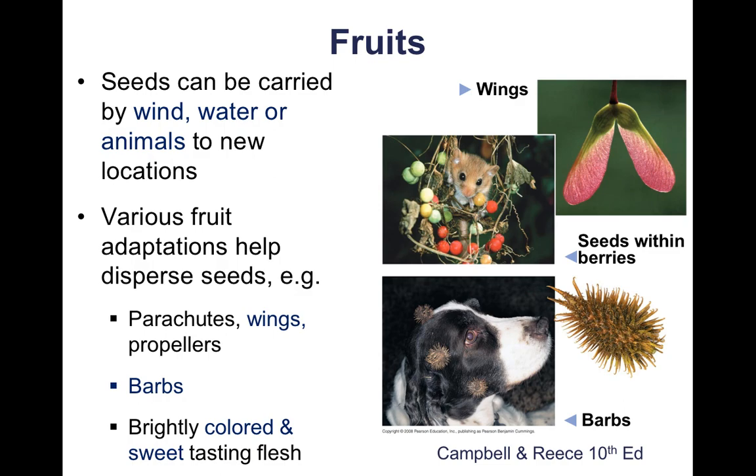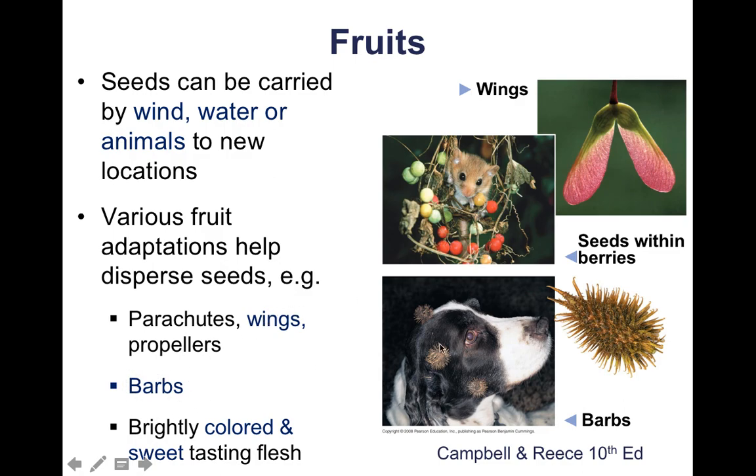So seeds can be carried by wind, water, animals to new locations. And fruits have different types of adaptations to help disperse the seeds away from the parent. So this is a maple seed here. You may have played with these as a kid, or called them helicopters. These are maple seeds, the fruit of the maple. So the seed's in here, and this is the fruit structure. They have these wings that help them catch the wind and get wind dispersed to a new location.